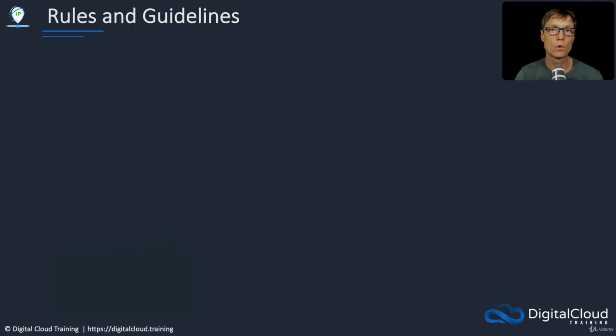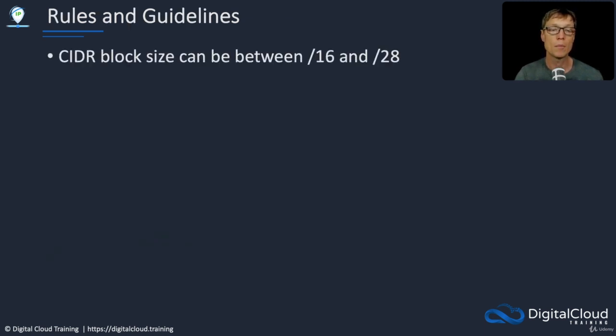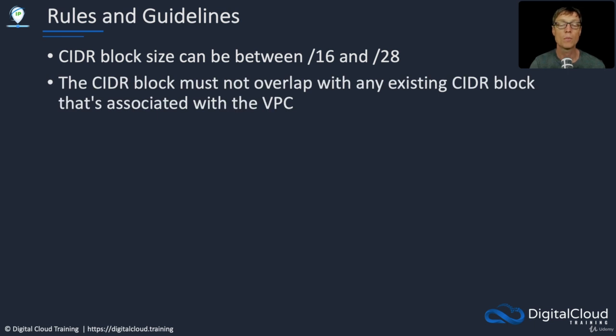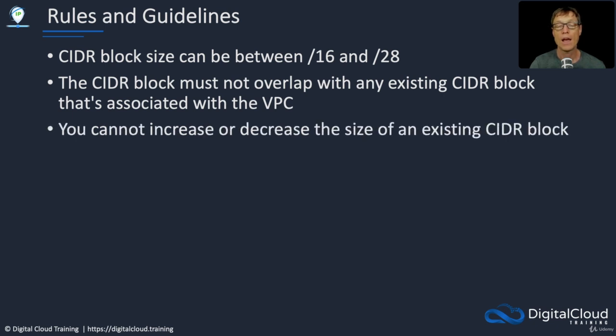Now there are a few rules and guidelines. Your CIDR block size can be between 16 and 28, so /16 and /28, and these are AWS rules. The CIDR block must not overlap with any existing CIDR block associated with the VPC. And you can't increase or decrease the size of an existing CIDR block. So really important there to understand.